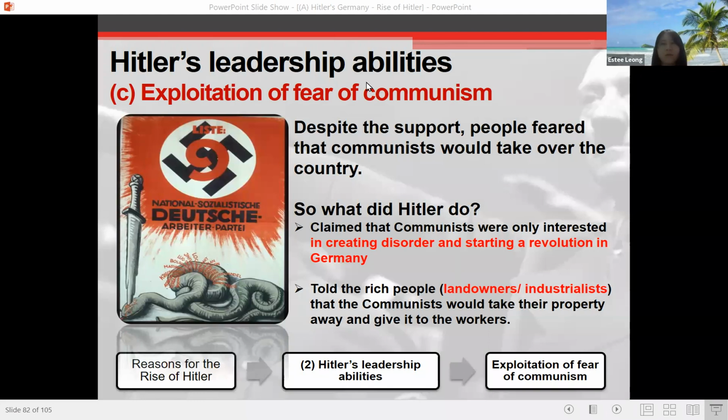Okay, so this is what I was saying just now. It's the third time saying this. All right, so remember that point in time, the Nazi Party are extremely anti-communist. They don't believe in communism. And Hitler claimed that communists were only interested in creating disorder and starting a revolution in Germany. And he was using what was happening in Russia to prove his point.